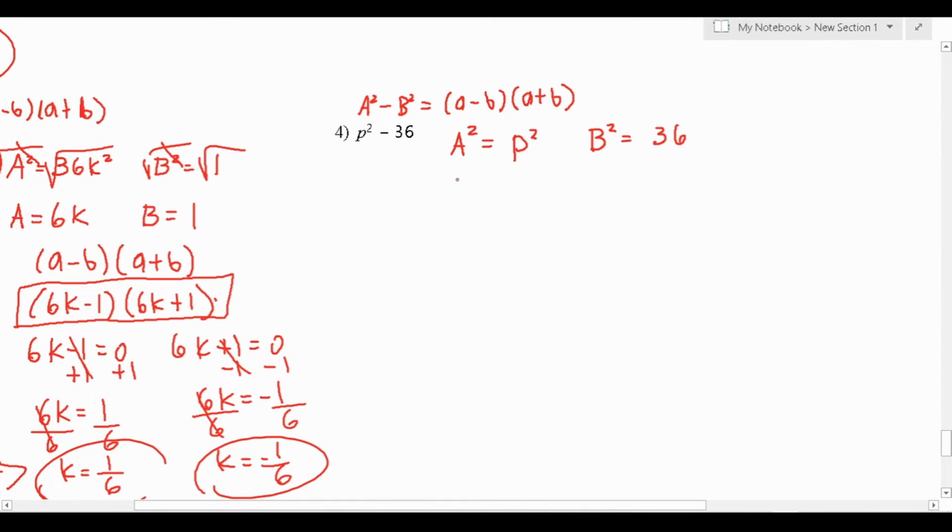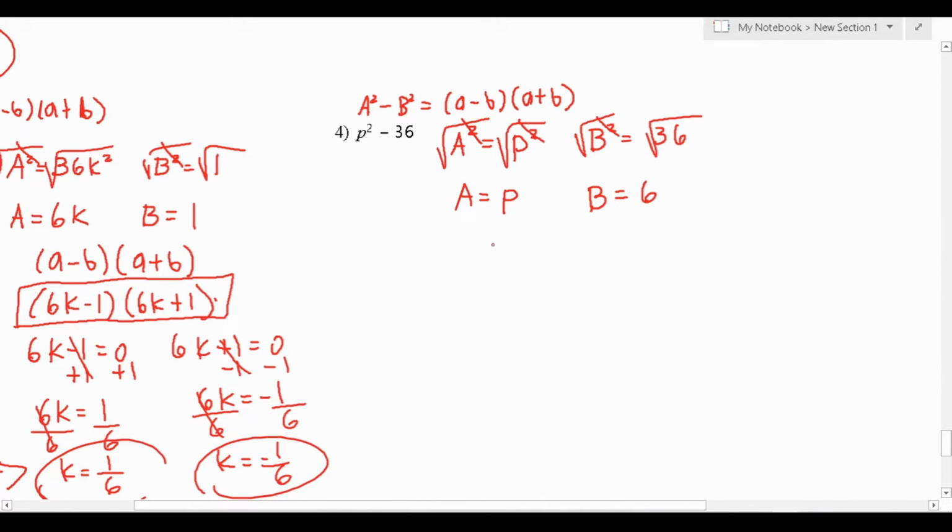Again, to go from a squared to just a, we're going to take the square root of both sides. This is going to cross out, leaving you with just a. Square root of p squared, those squares are going to cross out, leaving you with just p. Again, to go from b squared to just b, we're going to take the square root of both sides. Square root of b squared is just b, and square root of 36 is 6.